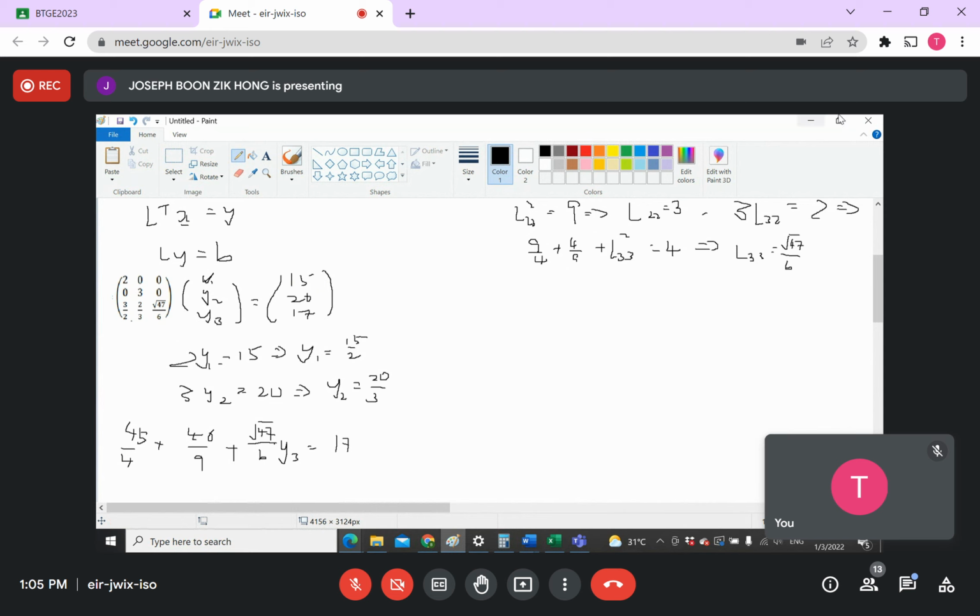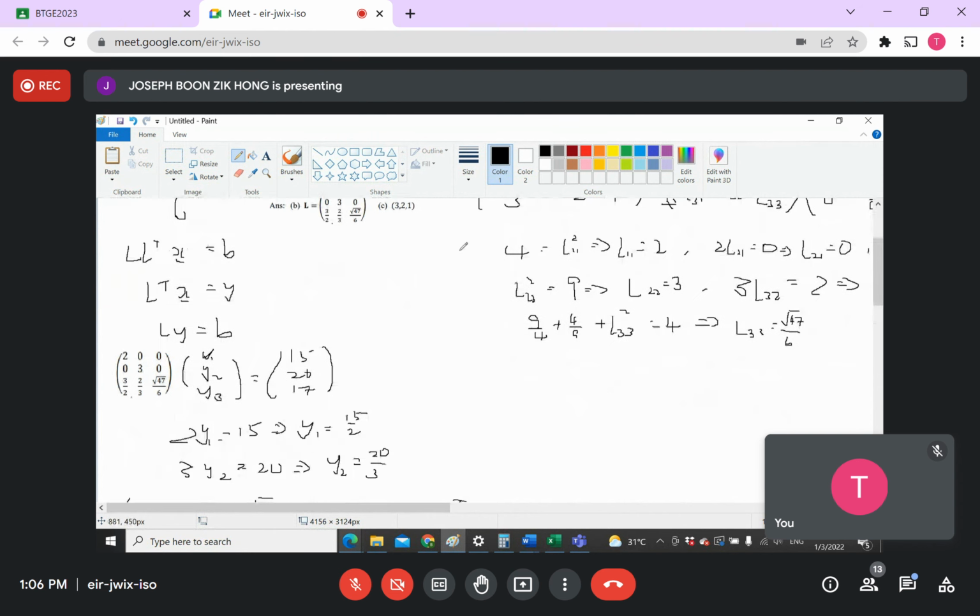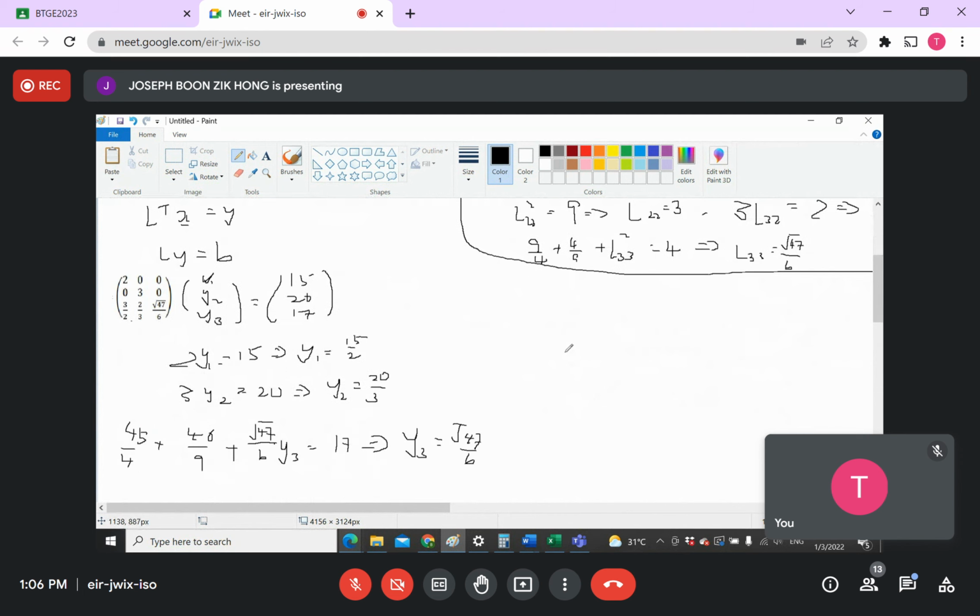Okay, so I get my y3, if not mistaken, equal to 47 over 6.